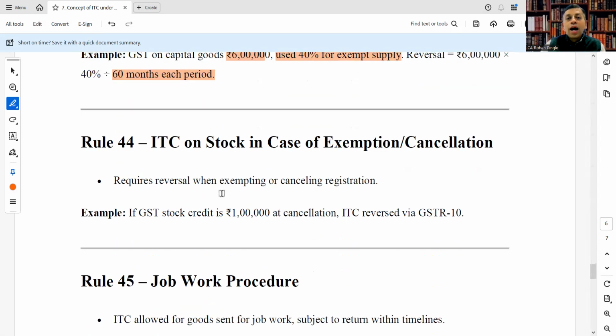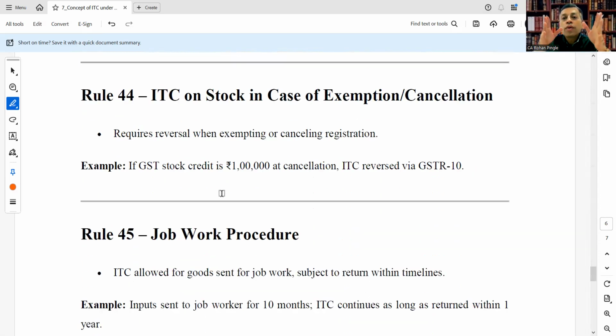Rule 44: ITC on stock in case of exemption or cancellation requires reversal when exempting or cancelling registration. If the GST stock credit is rupees 1 lakh at cancellation, the ITC of rupees 1 lakh must be reversed straight. For that reversal, you have to use form GSTR 10.